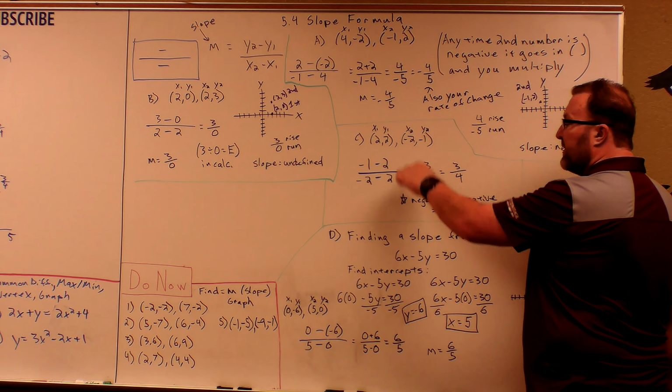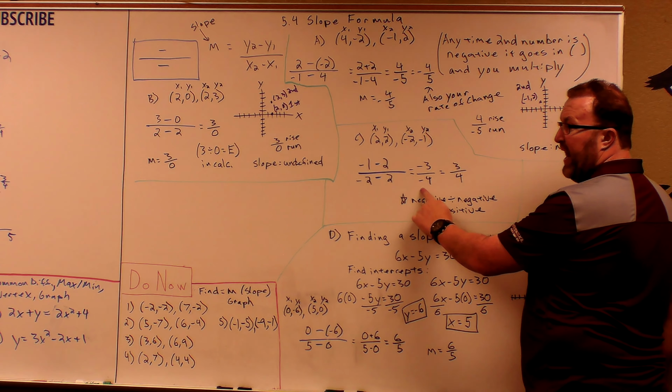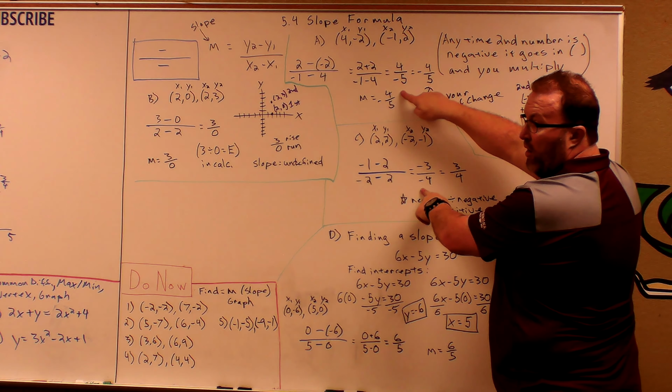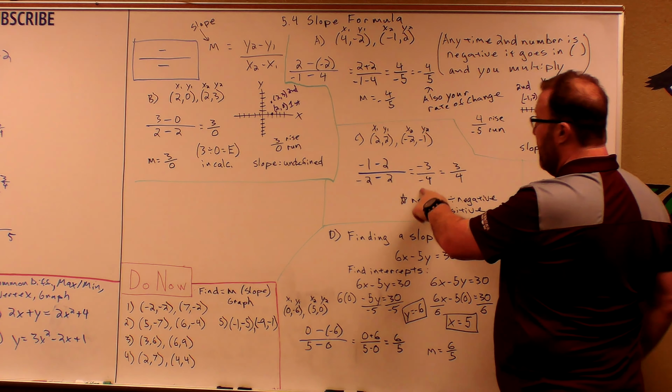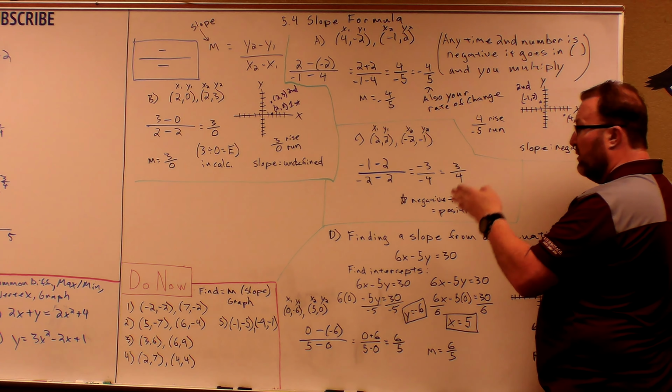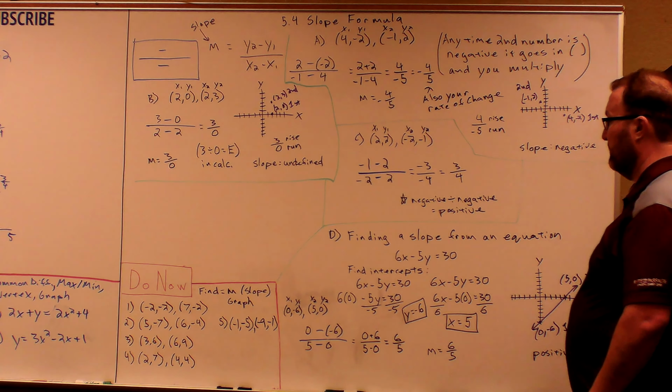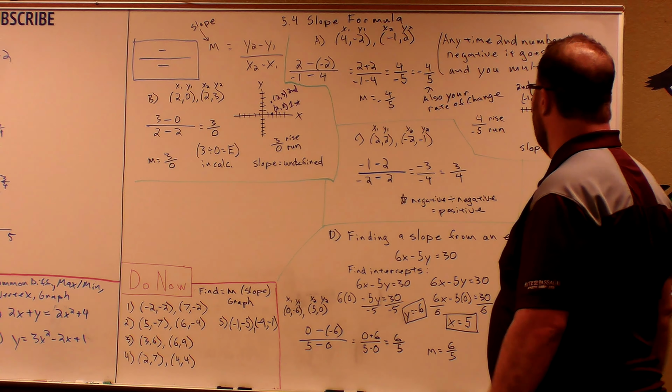Now, this is not simplified because, remember, this can't happen in math. Just like this can't happen in math. Okay? You have to simplify this. It's a fraction. We can leave it alone. Okay? But this is a negative divided by a negative, which turns it positive. Are we clear? Yes. Okay.